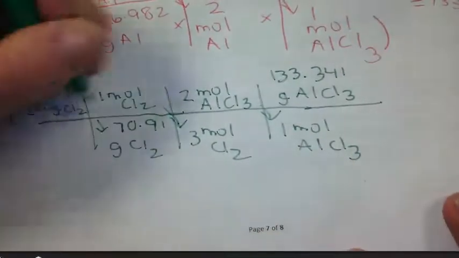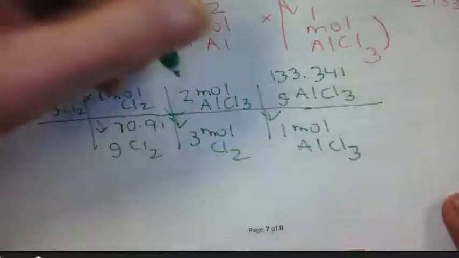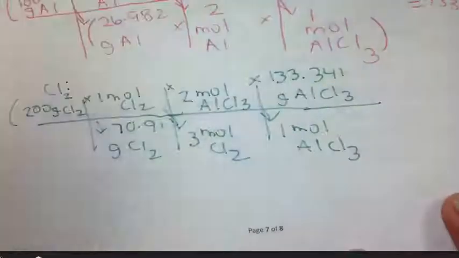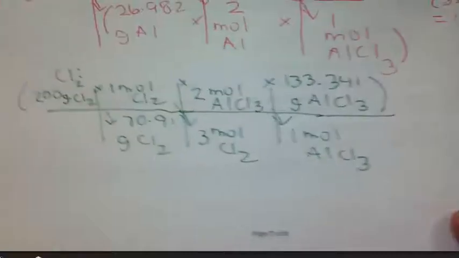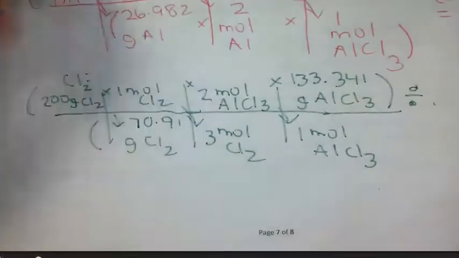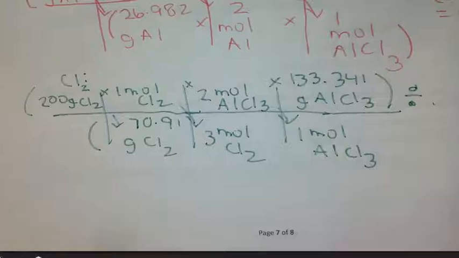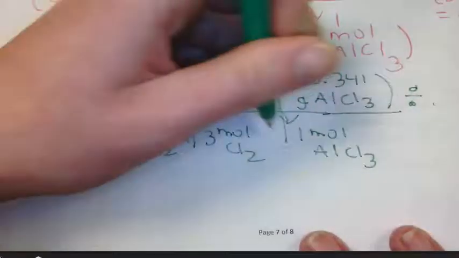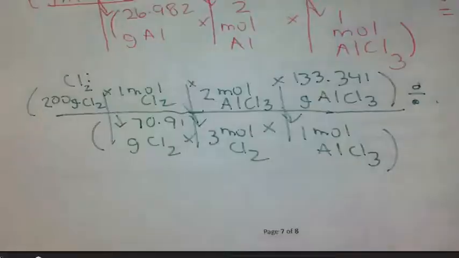So in a parentheses, multiply 200 times 1 times 2 times 133.341. Close your parenthesis. Hit divide. And then you're going to multiply everything on the bottom. In a new parenthesis, 70.91 times 3 times 1. Close your parenthesis and hit enter.